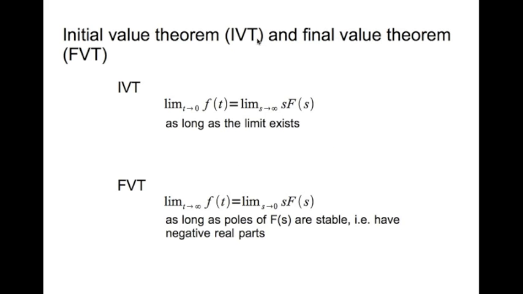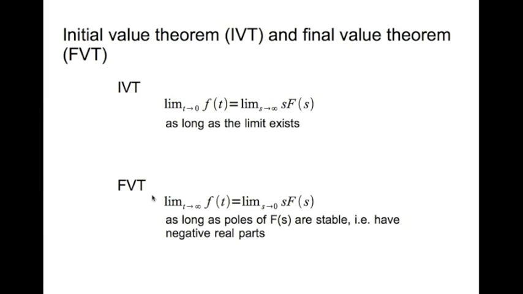Now, initial value theorem and final value theorem. These concepts are very important to understand the DC gain of a system. The initial value theorem states that the limit as t tends to 0 of a time domain function f(t) is equal to the limit as s tends to infinity of s times capital F(s), where capital F(s) is the Laplace transform of f(t), as long as this limit exists.